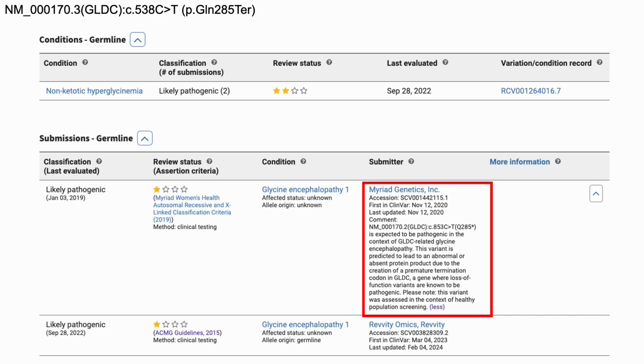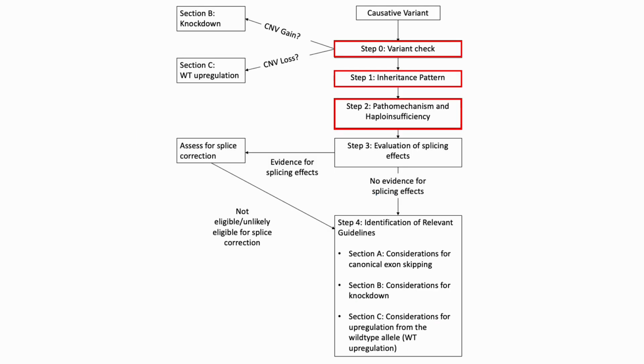For this, I looked up the variant on ClinVar. We can see here that this is an assumed loss-of-function variant, as it is a nonsense variant, and loss-of-function variants in this gene are known to be a cause of disease. We now know our inheritance pattern and pathomechanism.